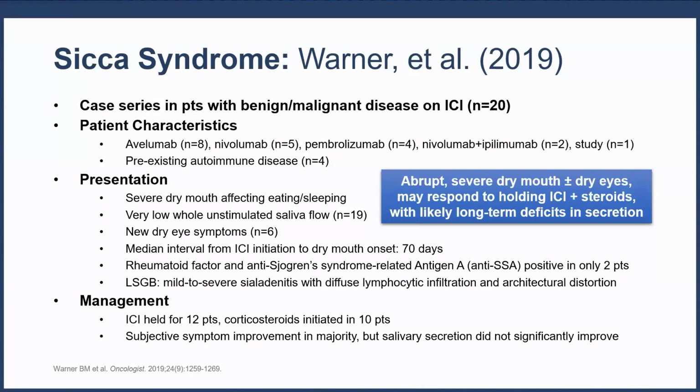And so, what are the main key takeaways from this? Fast onset, with or without dry eyes, but usually and almost always with severe dry mouth that might respond to holding the therapy and starting steroids, but likely with some long-term deficits in secretion.